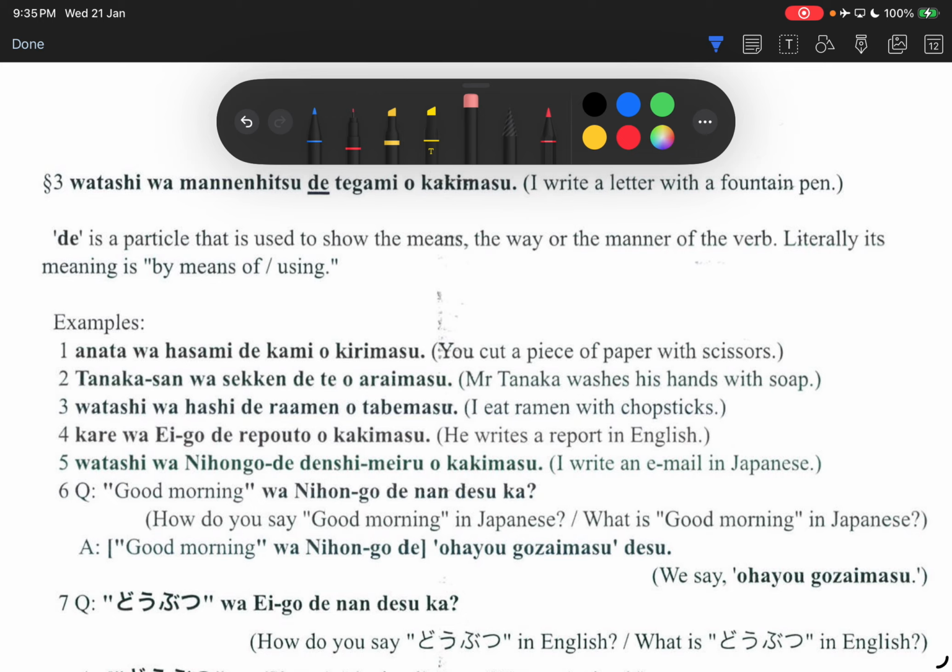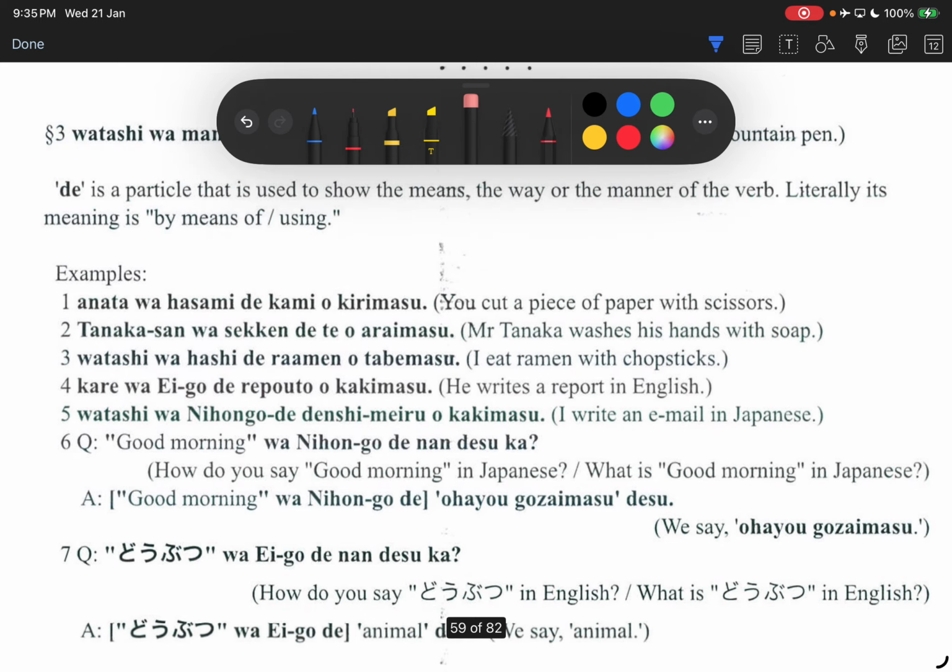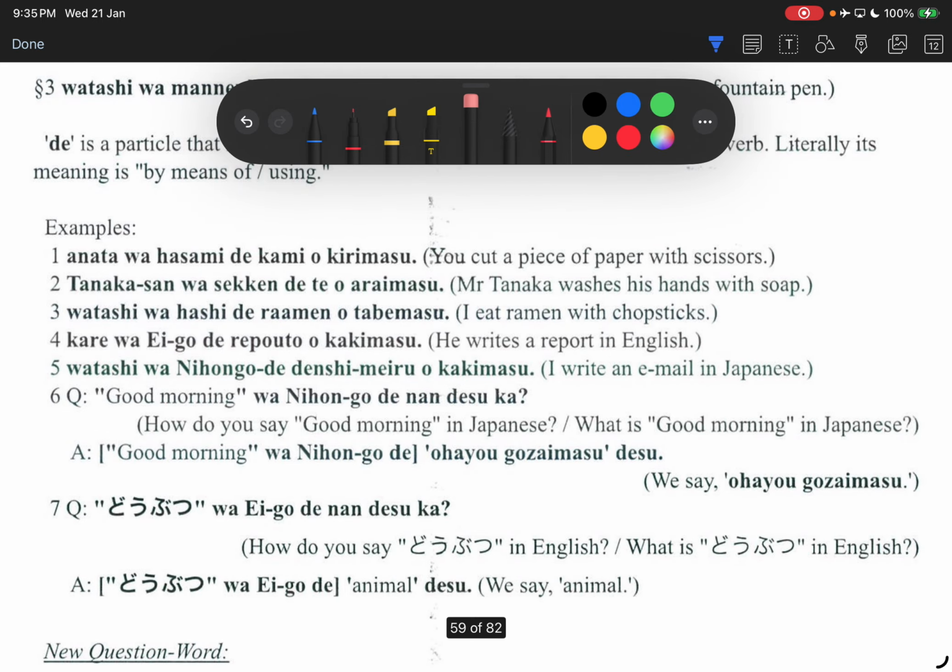Okay, number 3. 私は箸でラーメンを食べます。Right? So what do I do to the ramen? I 食べます。Right? I do the eating action to the ramen. But how do I eat the ramen? By chopsticks, with chopsticks. Right? Next, let's skip to number 6.